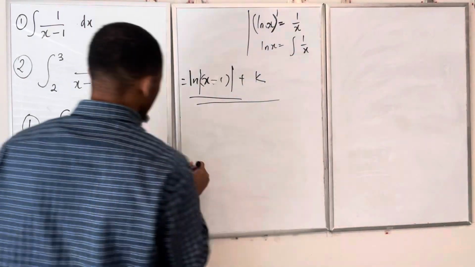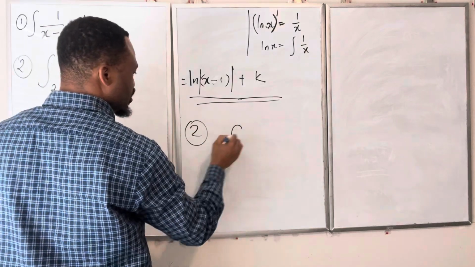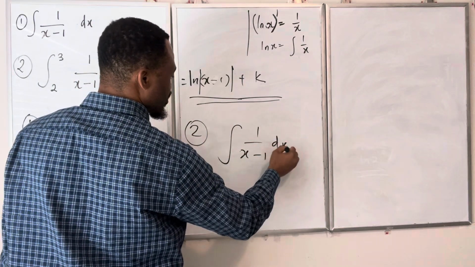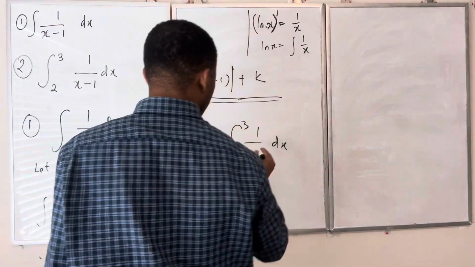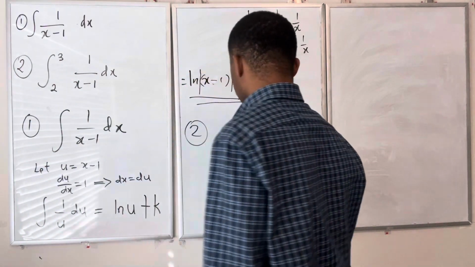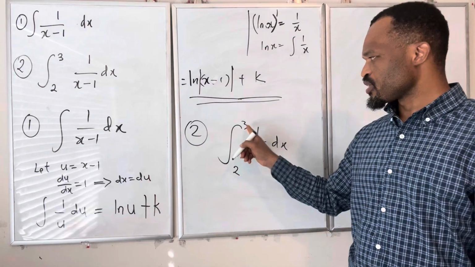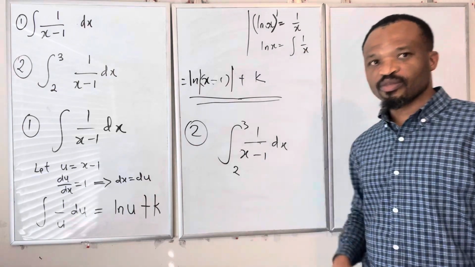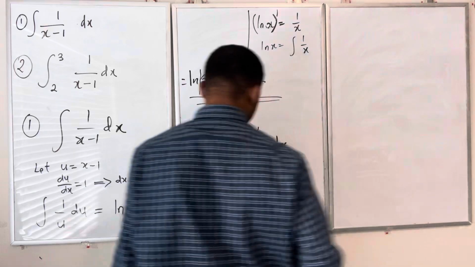Let's take the second one, number 2. Integrate 1 over x minus 1 dx from 2 to 3. The lower limit of integration is 2, the upper limit of integration is 3. It's the same question, but with just some little difference.